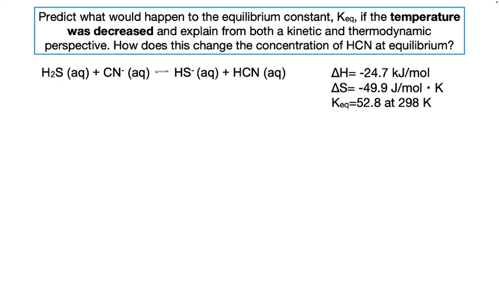Okay, so a couple things that we might want to tag. I would tag that HCN. I want to make sure I know where it is in the reaction. Where is HCN in my reaction? It's on the product side. Okay, so that's a key factor in this question, knowing where that HCN is. So we're talking about how my product concentration is going to change.